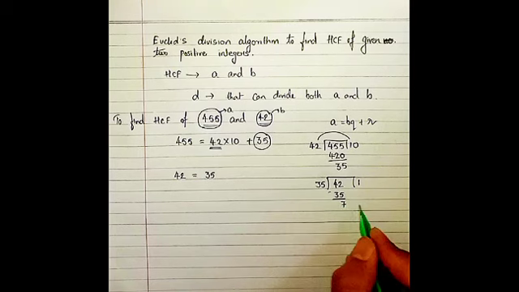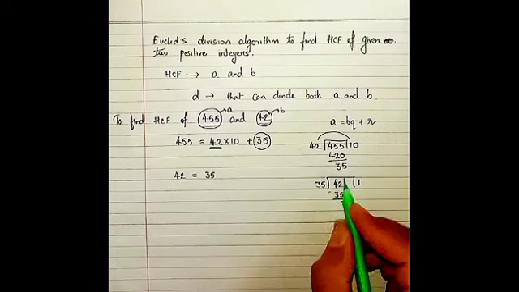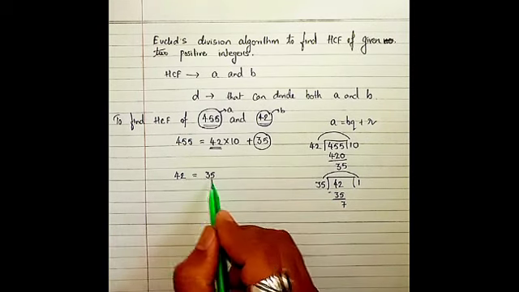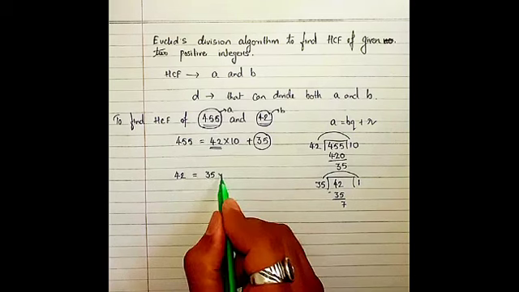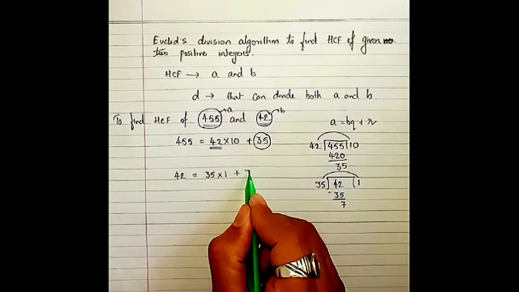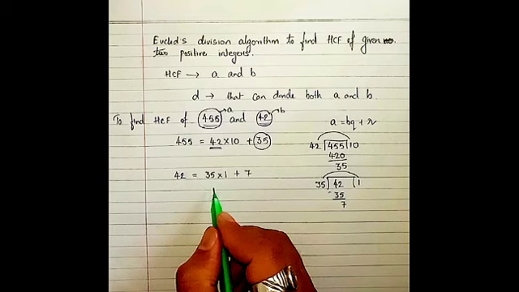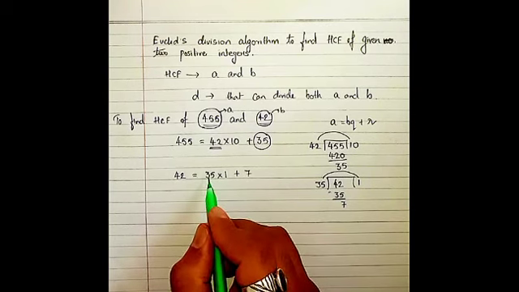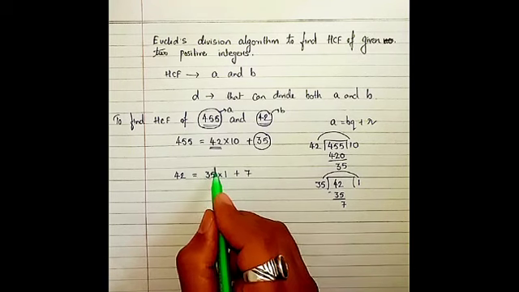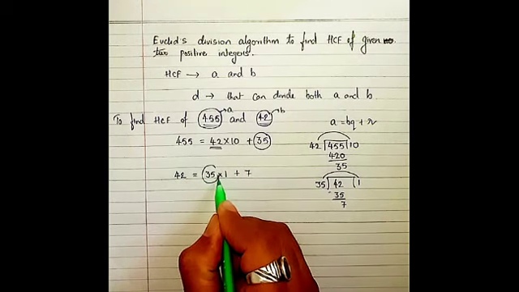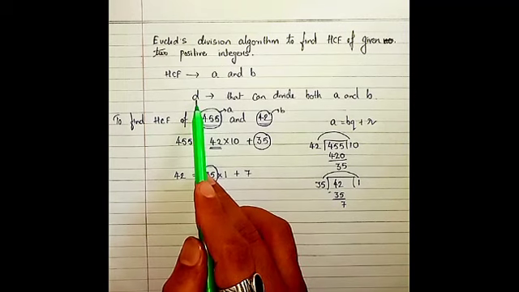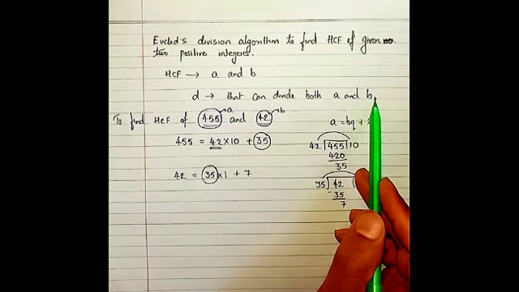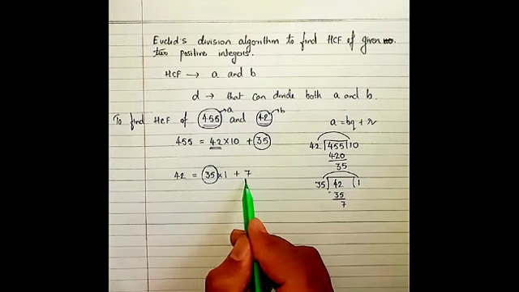Again, this number is smaller than this, so this is the remainder. So we will write this in the form 42 is equal to 35 multiplied by 1, that is the quotient, plus the remainder, that is 7. Now still we have not received our remainder as 0. So we will again continue this process, because in the beginning we said that D is any number that is the HCF that can divide both A and B and give remainder 0. But still our remainder is coming.